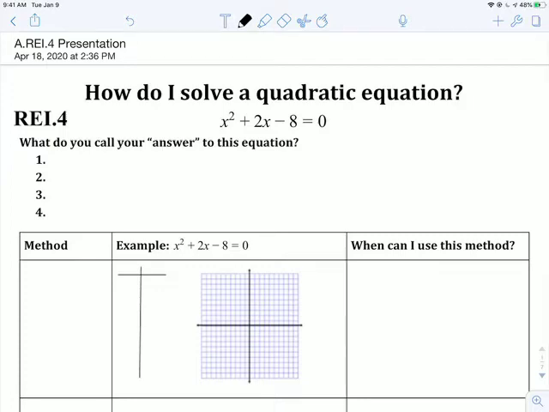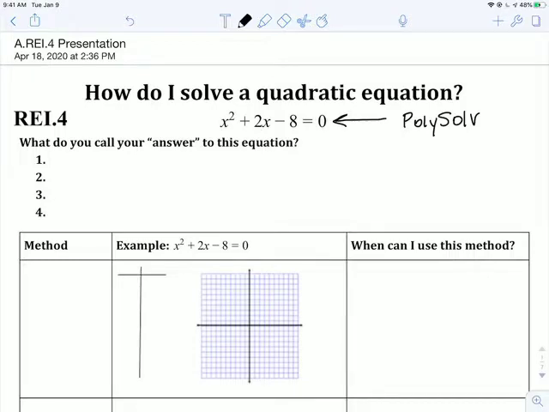8.REI4 is solving quadratic equations, and I'm going to go through several different methods for doing that. One thing that we learned is on the TI-36X Pro we could use polysolve as long as your equation is in standard form like the one that they're giving here.